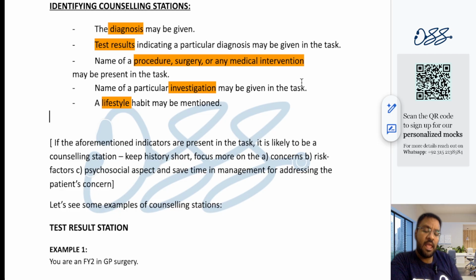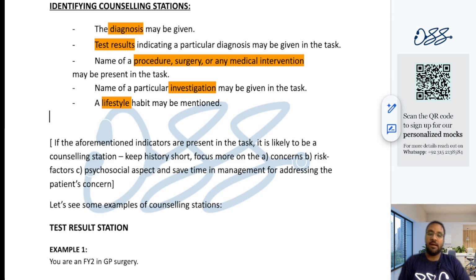Or they would be very generous enough to write it down for you that this is a follow up station, or they may be very generous enough to tell you that the patient is getting discharged, or that this patient has a learning disability. So automatically, you would get the idea that this is supposed to be a counseling station.